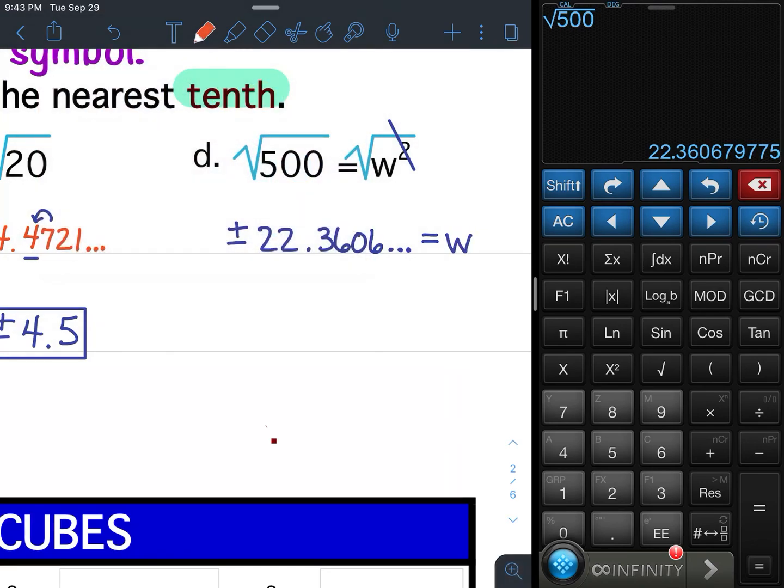Now I'm going to round it to the nearest tenth. The 6 is going to push the 3. So my final answer will be positive and negative 22.4 is approximately W.